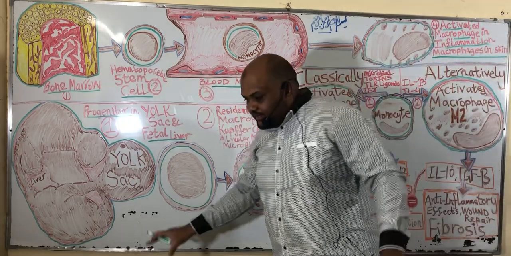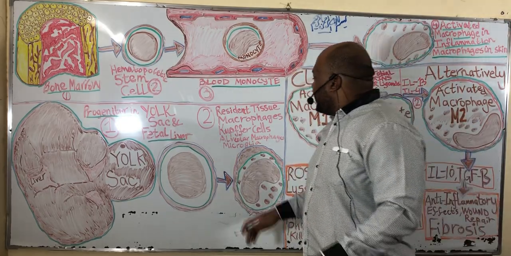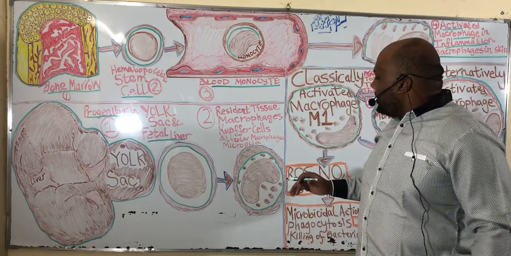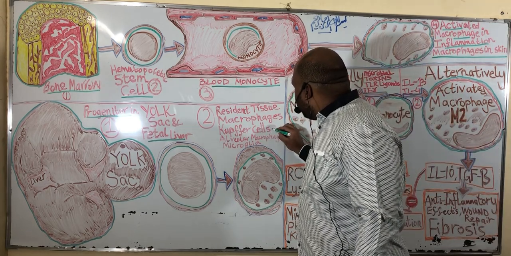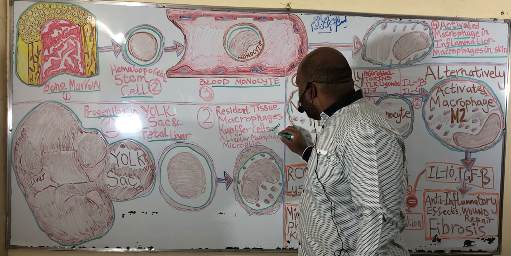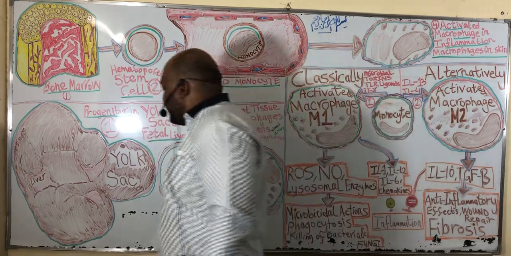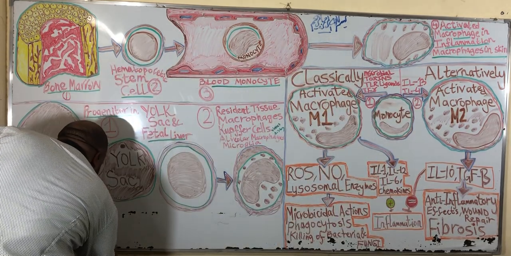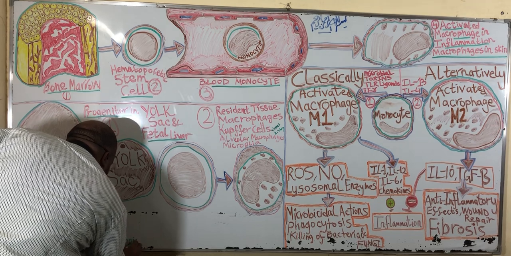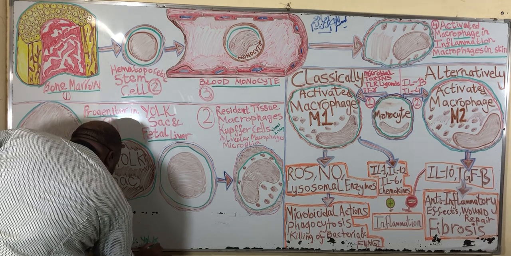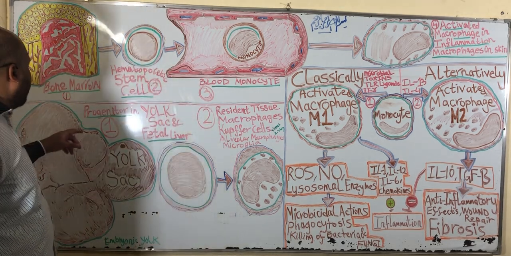What about the resident sentinel macrophages? Where do they come from? These microglia, these alveolar macrophages, Kupffer cells, and the sinusocytes. Where do they come from? They come from the embryonic yolk sac. Okay, from the embryonic yolk sac.